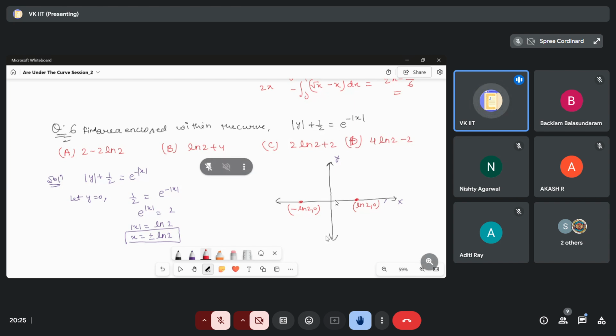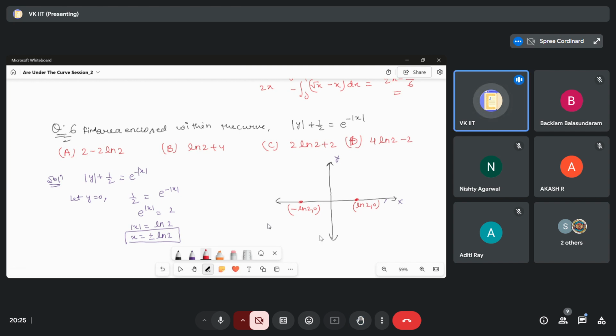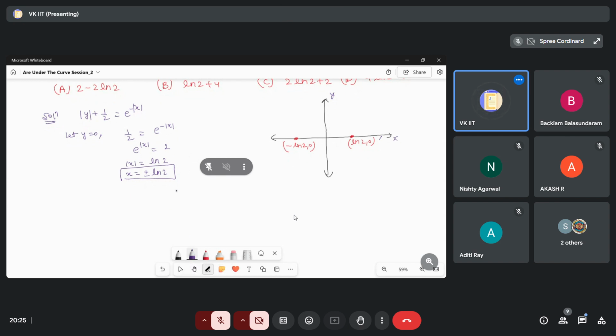Yes, Sujit, tell me. Correct. You can write that. No, the value will be negative, no? ln 1 by 2 will be around minus 0.69, no? Correct.